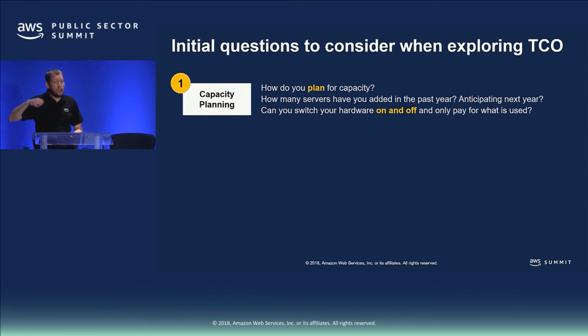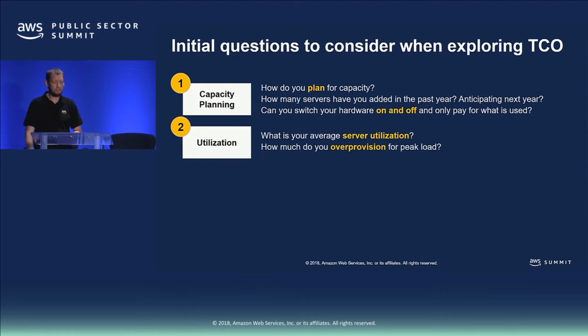So just to summarize, in terms of when you're exploring TCO, there's a few questions you can look at and ask yourselves and how you're going to manage this. When you're a capacity planner, how do you plan? How many servers have you had added in the past year? How many are you planning to add next year? Can you turn your hardware on and off? Have you got any form of on-demand capability so that you only pay when your servers are running?